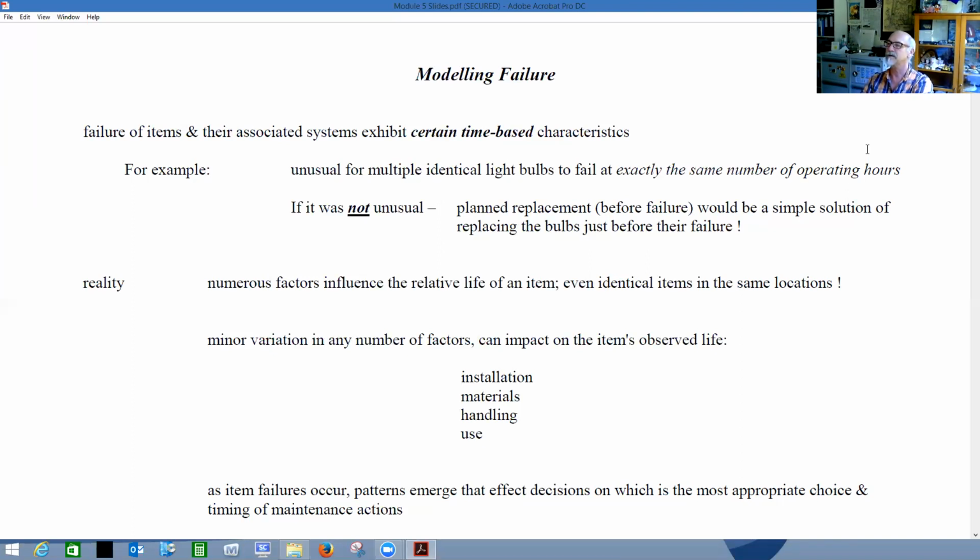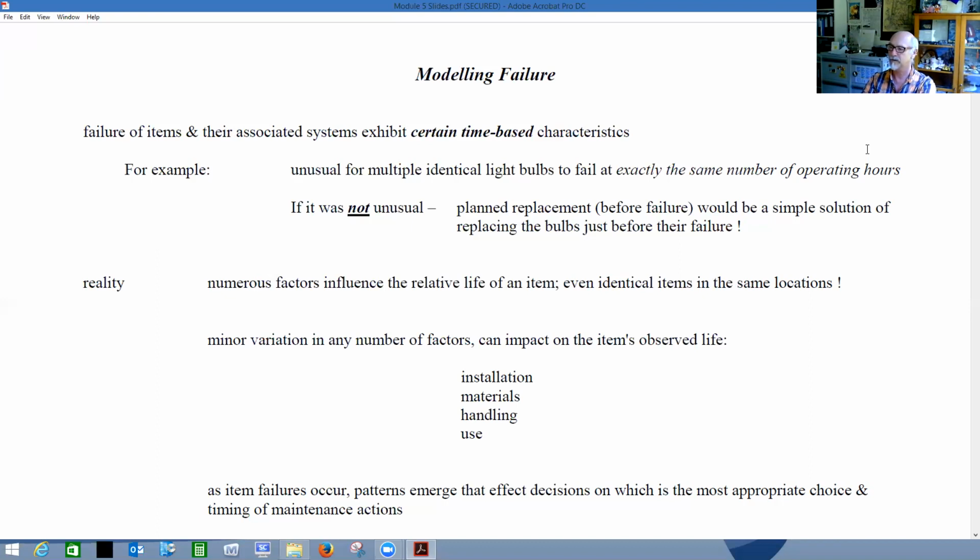So in reality, numerous factors influence the relative life of a particular item, even identical items in the same location, whether they're light bulbs, spark plugs, air filters, oil filters, tires, whatever the case may be. So there are minor variations in any number of factors that can impact on a specific and individual item's observed life. The installation of it, how you go about putting it in, whether you installed it correctly?